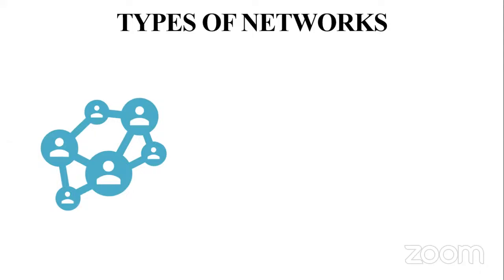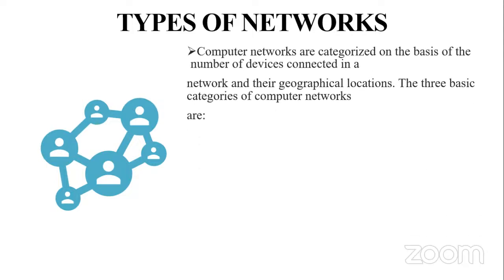The types of networks. What are the various types of networks? We will see that computer networks are categorized based on the number of devices connected in a network and their geographical locations. There are three basic categories of computer networks.